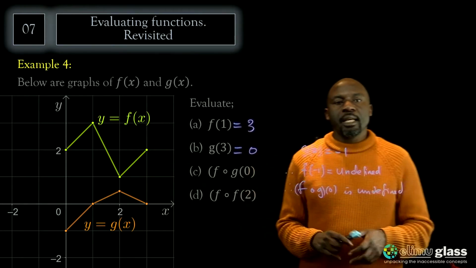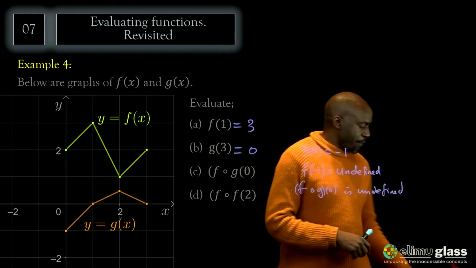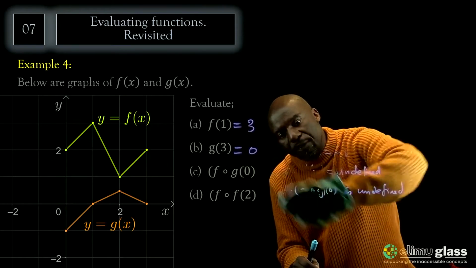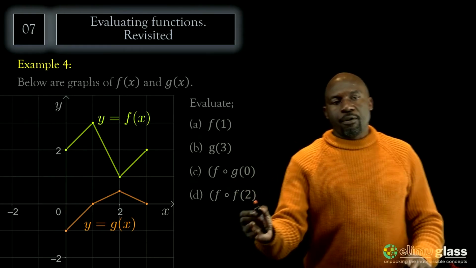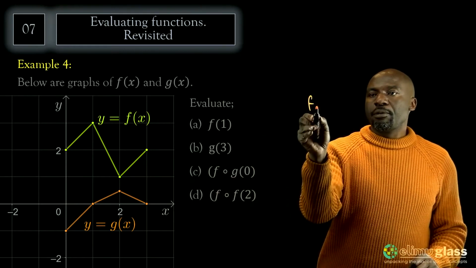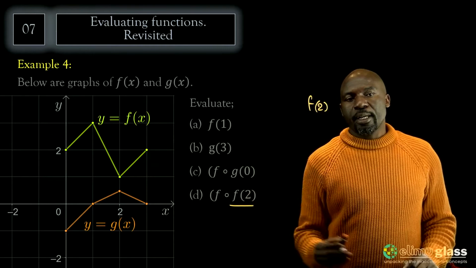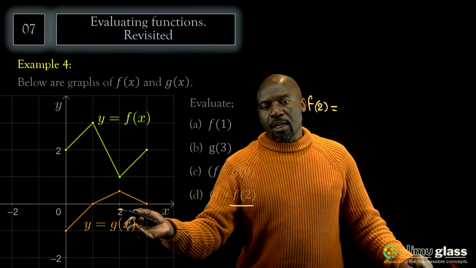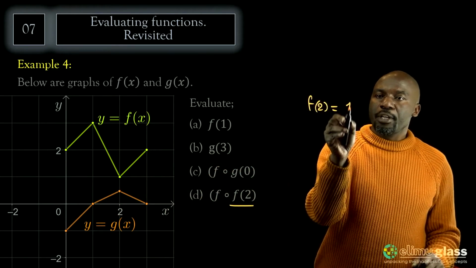All right, lastly, f of f of 2. So we look for f of 2 and then feed it into f. Right, so what is f of 2? We are talking about the inner one. This is called the inner value. So what is f of 2? We go to 2 and read up on f. We get 1. So f of 2 is 1.